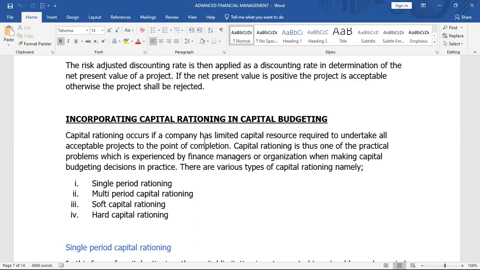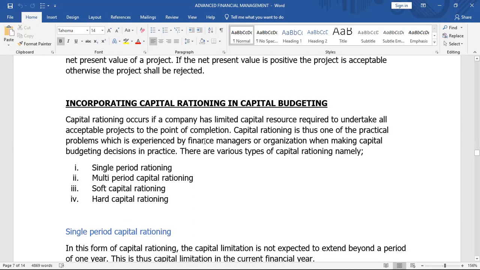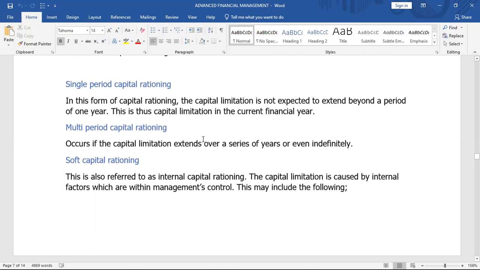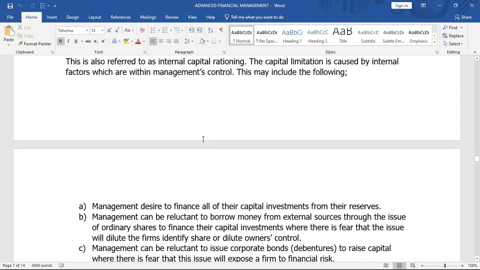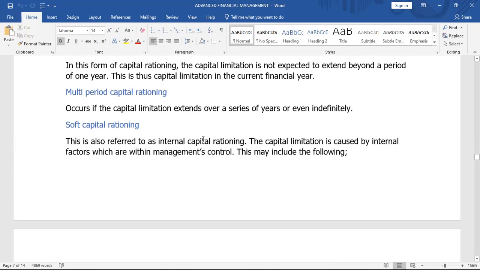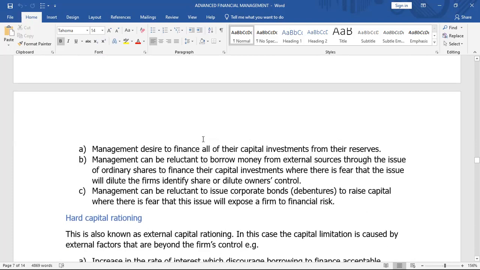Capital rationing can be classified into two. It can be caused by factors beyond the management's control, where we discuss hard capital rationing, or by internal factors influenced by management decisions, which we call soft capital rationing. Those are the things which have been put down there. The reason why we have to check on it is very important, because soft and hard capital rationing are mostly tested in your exams, and you should already be able to read the notes.